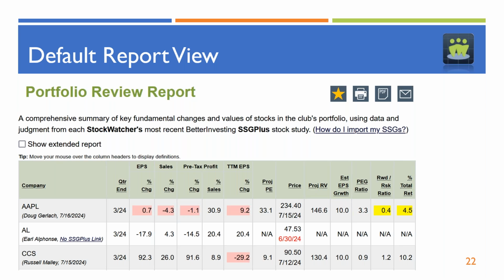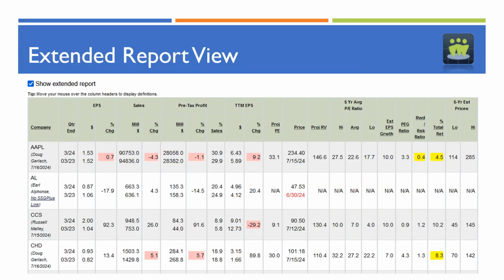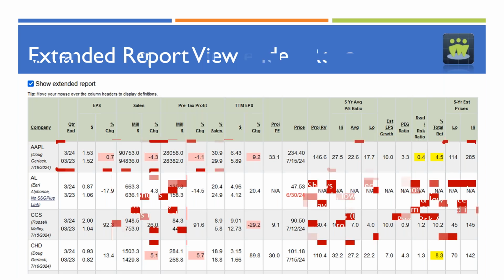You'll see here the example of Earl has not linked. He's the stock watcher for Air Lease. On the second line, he's not done an SSG that's linked to the club's portfolio. So on the right side, you'll see all the NAs that fill in the quarter, and the price comes from the most recent valuation. The extended report view has the full range of all of the data, so it gets a little cramped, it gets a little more complicated to view, but you still see the shading, you still see all of the information and the additional data that's there as well.